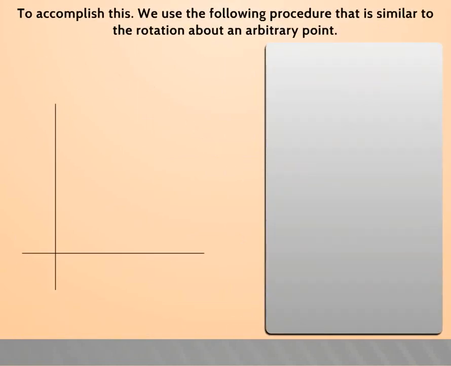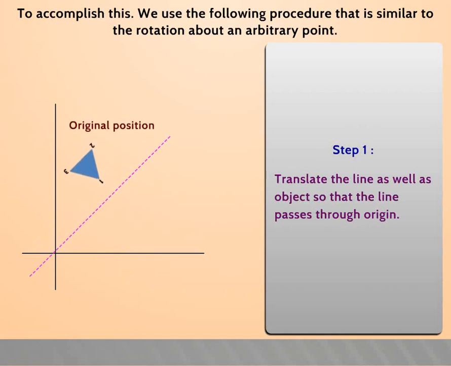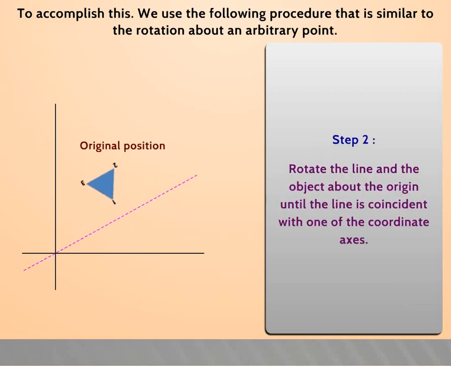To accomplish this, we use the following procedure that is similar to the rotation about an arbitrary point. Step 1. Translate the line as well as object so that the line passes through origin. Step 2. Rotate the line and the object about the origin until the line is coincident with one of the coordinate axes.